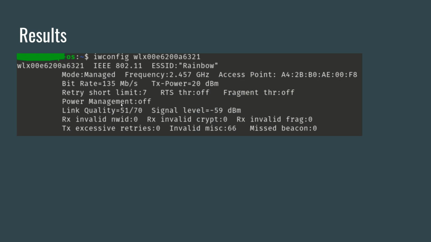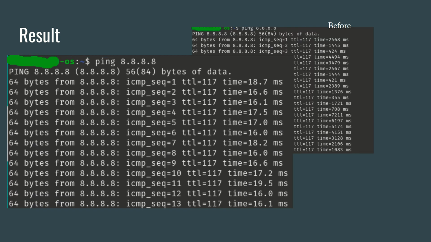So here are the results. After this modification, the signal strength improved to minus 59 dBm. The same machine and the same network. And this is how it appears in the end result. Previously it was running in thousands of milliseconds, but now it dropped to 10 to 15, around 15 milliseconds. Not more than 20 milliseconds. This is one of the best reception patterns.